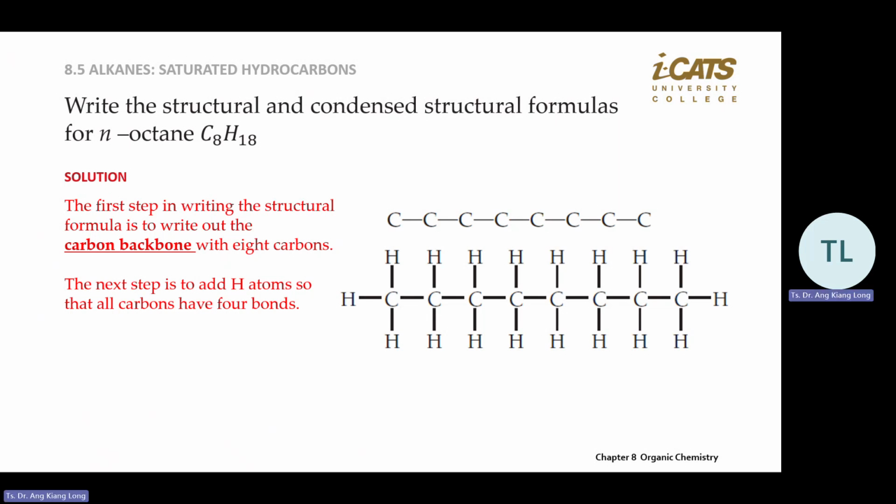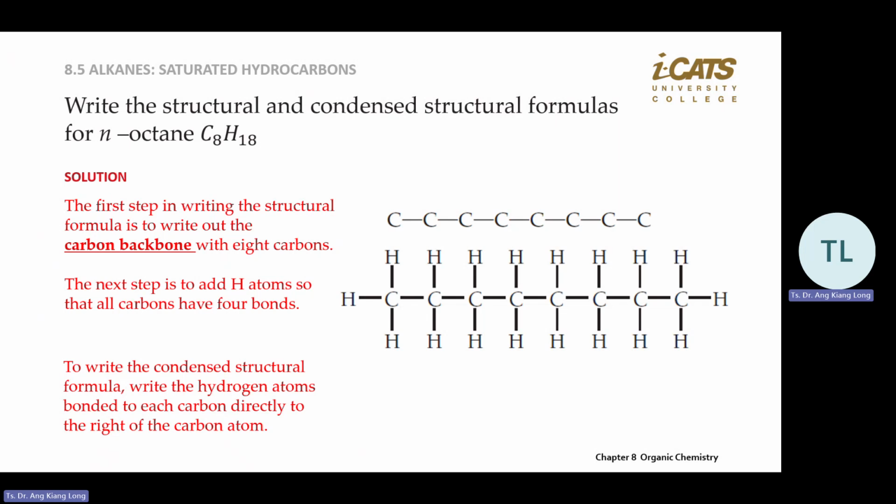Should be easy, huh? First, you start with carbon. You join it with a single line. And then next, you write the H around the carbon chain. And then you add a single dash like that.